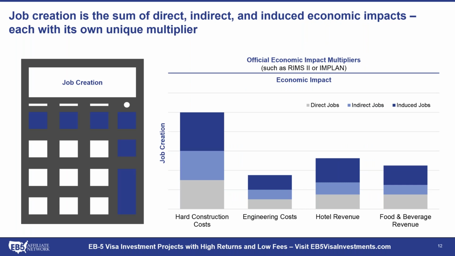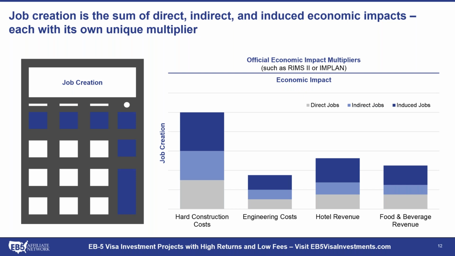Okay, so when we look at these different cost categories, and again, the first two columns here, hard costs and engineering costs, those are construction costs, and then hotel revenue and food and beverage revenue, those are going to be the revenue bucket. And so the job creation is going to fall into the three categories: direct, indirect, and induced for each of those sub buckets. So in hard construction, you're going to have some direct jobs, some indirect jobs, and some induced jobs.